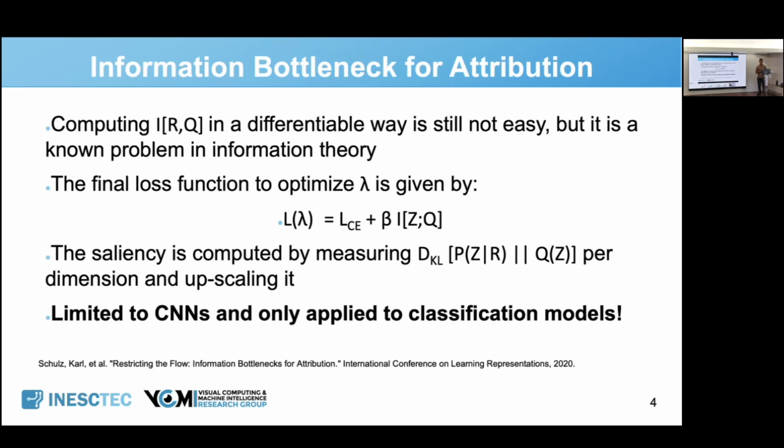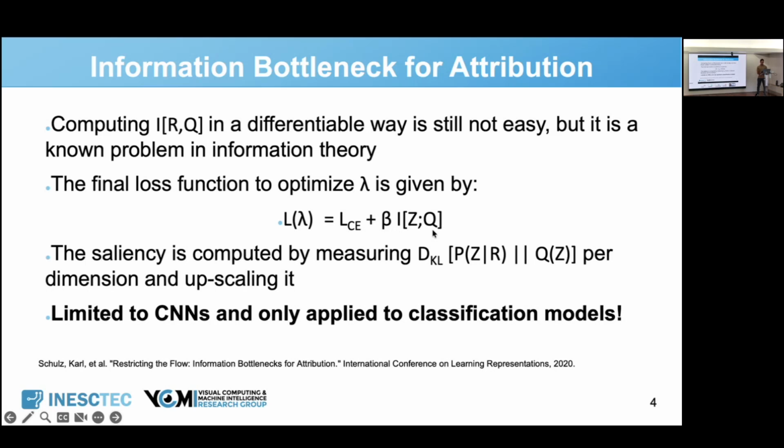So the idea is to find the lambda so that we only let the important information pass through the bottleneck. And the final loss function is basically something like this. You optimize lambda and you use the cross entropy loss between the prediction when you have lambda squeezing the bottleneck and the original prediction. And you also penalize the mutual information between z and r.